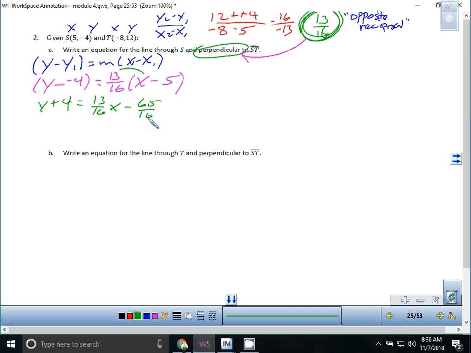And finally to get y by itself, we just need to minus the 4 to the other side. We get y equals 13 over 16 x, negative 65 over 16 minus, what's that going to be? That's going to be negative 64 over 16, right? So that's going to be negative 129 over 16. That's not what I got. I don't know how much that hard. Oh, that is what I got. So as a decimal, that's going to be like negative 8.03 or negative 8.07, something like that.